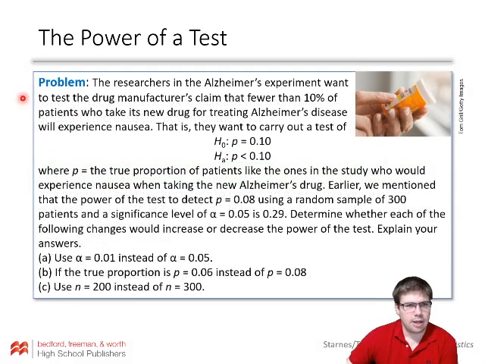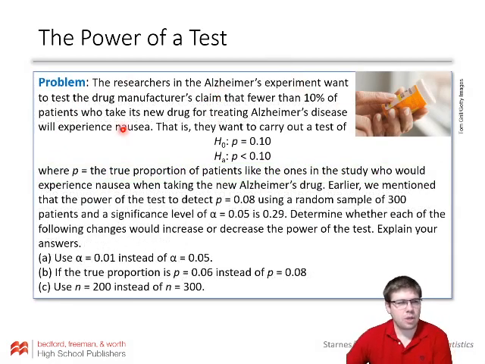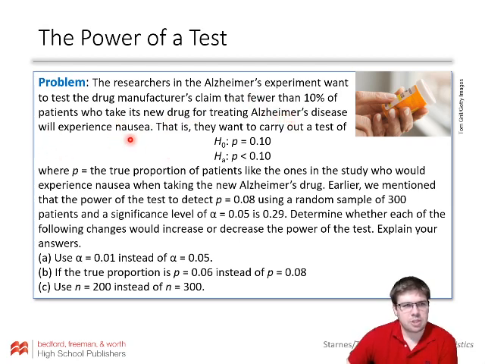So, an example problem here. The researchers in the Alzheimer's experiment want to test the drug manufacturer's claim that fewer than 10% of patients who take its new drug for treating Alzheimer's disease will experience nausea. That is, they want to carry out a test of p equals 0.1 versus p less than 0.1, where p is the true proportion of patients like the ones in the study who would experience nausea when taking the new Alzheimer's drug. Earlier we mentioned that the power of the test to detect p equals 0.08 using a random sample of 300 patients and a significance level of 0.05 is 0.29. Determine whether each of the following changes would increase the power of the test and explain your answers.